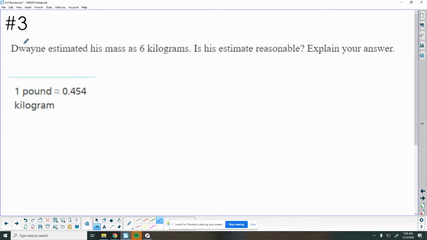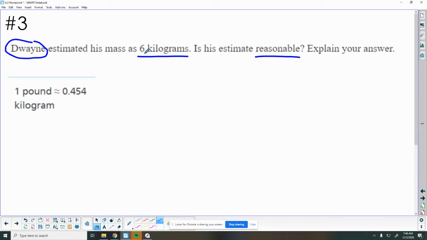Okay, number 3 says Dwayne estimated his mass at 6 kilograms. Is this estimate reasonable? So here in America, 6 kilograms really means nothing to me. I have no reference of how much that is. That could be the weight of an elephant for all I know, or that could be the weight of a loaf of bread. So we've got to figure out, is this reasonable that Dwayne weighs 6 kilograms?